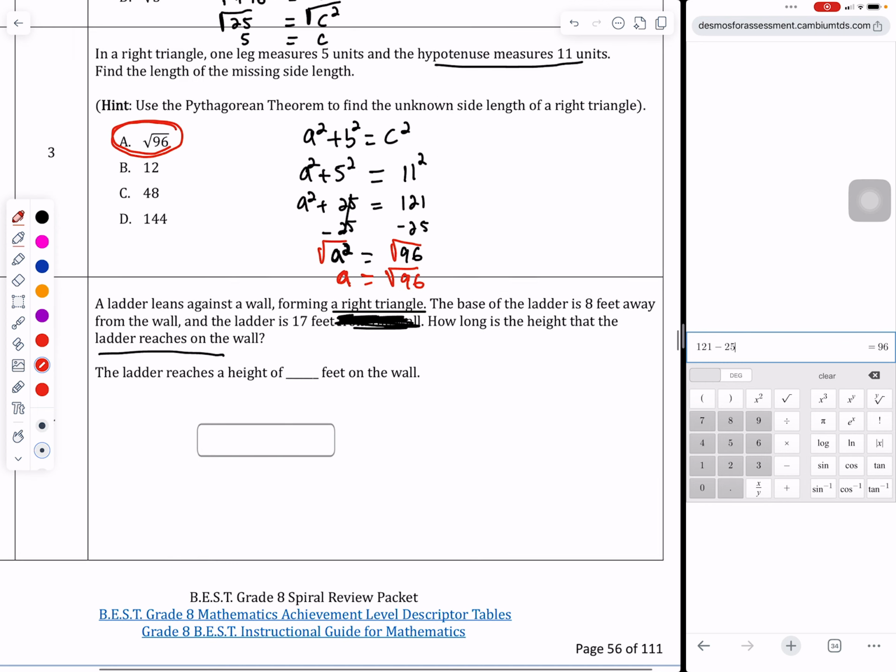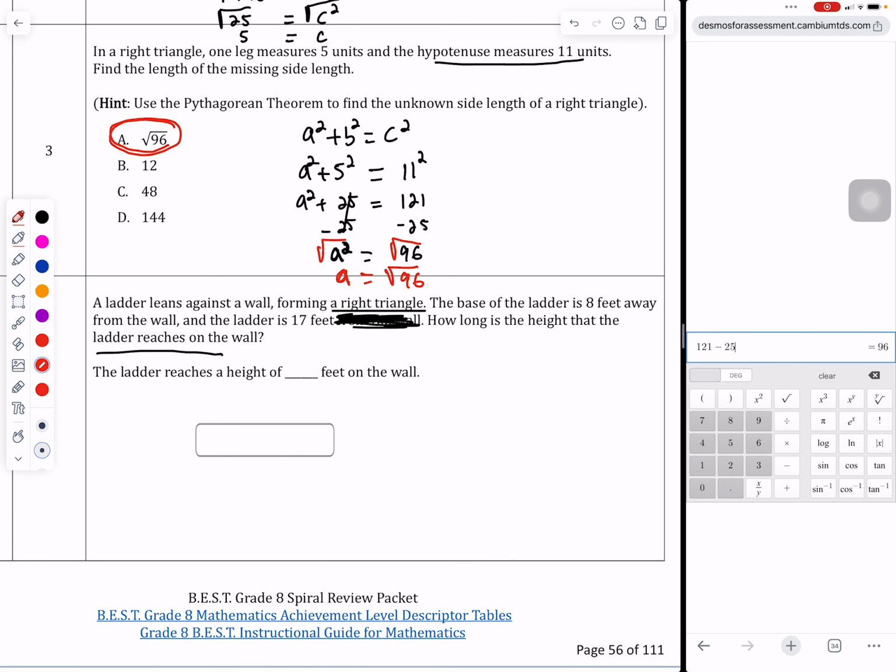Last but not least, a ladder leans against a wall, forming a right triangle. This is the key here, guys. Right triangle. The ladder, we got math skills here. Let me draw this ladder. Okay. A ladder leaning against the wall. So this is my ladder here. Look at the skills.